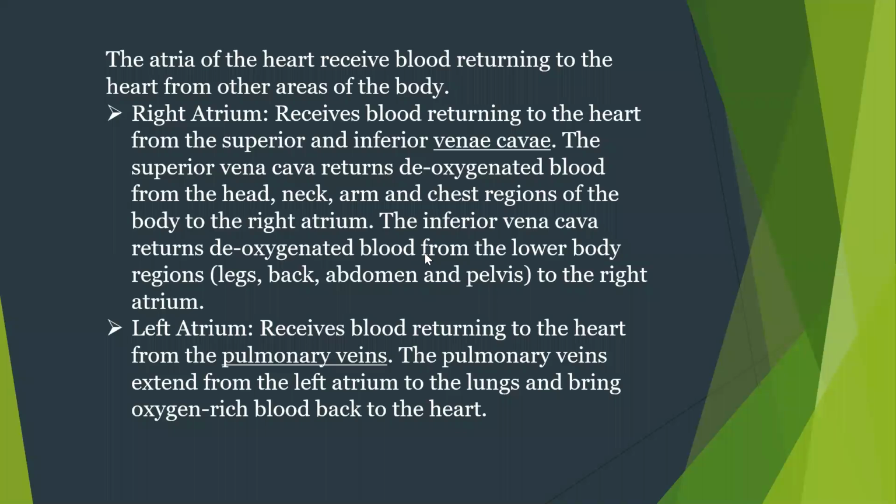Very simple. The function of the right atrium is to collect the deoxygenated blood from the whole body and give it to the right ventricle. In the same way, the function of the left atrium is to receive the good blood, that is oxygenated blood, from the lungs, and then pass that oxygenated blood to the left ventricle. From the left ventricle we have the aorta, and through the aorta the oxygenated blood goes to each and every part of the body. So this much is clear.